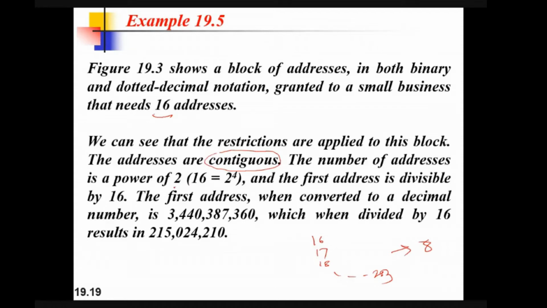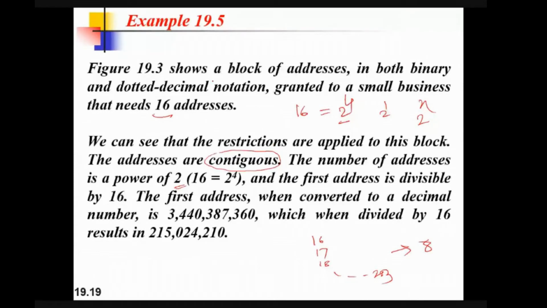Number of addresses are power of 2. So total addresses are 16, so 16 is equal to 2 to the 4. So these addresses that you are allocating should be of the power of 2. So this can be 2 raised to 1, 2 raised to 2, 2 raised to 3, or 2 to the power n. N can be 1, 2, 3, 4, 5, up to 32. Am I right? 32, because 32 is the maximum number of addresses in IPv4.